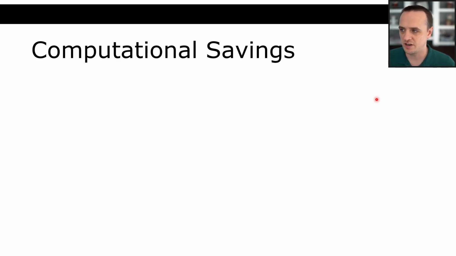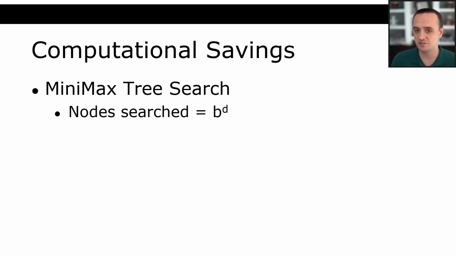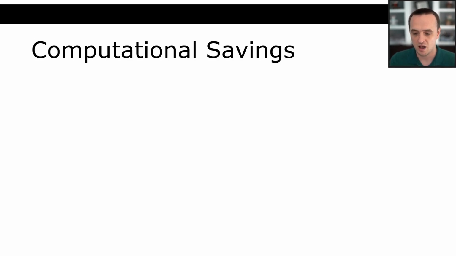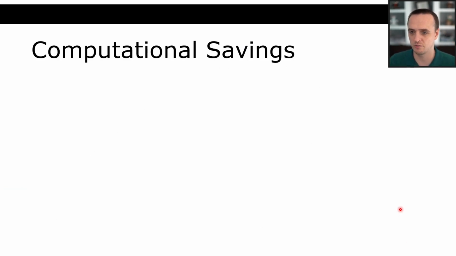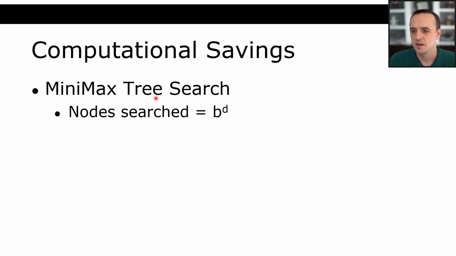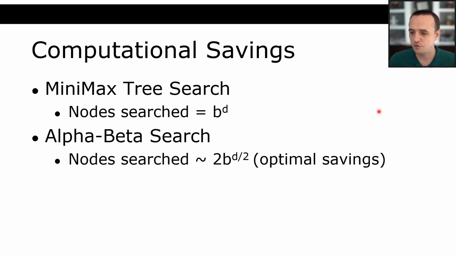So what are the computational savings of this? Well, you can see how much it's saving, and it's a lot, right? You can picture this tree being millions and millions of nodes or something and just not having to do that. It's incredible. In a minimax search tree, the number of nodes searched is b to the power of d. And in alpha-beta search, the number of nodes searched is approximately 2 times the square root of that.